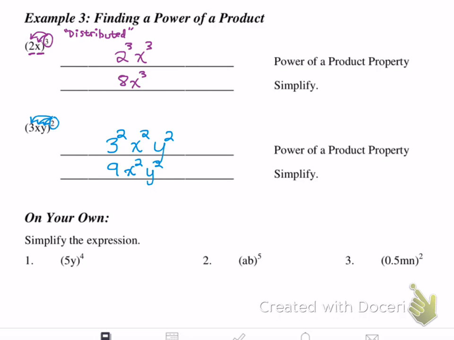Okay, the last part that we want to do for our notes are these last 3 examples on your own. Again, try that on your own. Take about a minute, pause the video, and then work on it on your own. And after you're done, go ahead and check your answers.